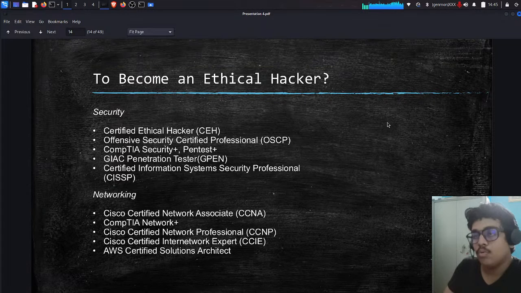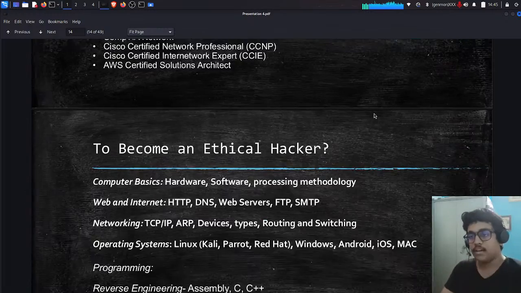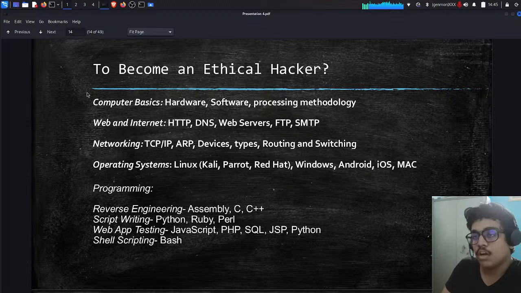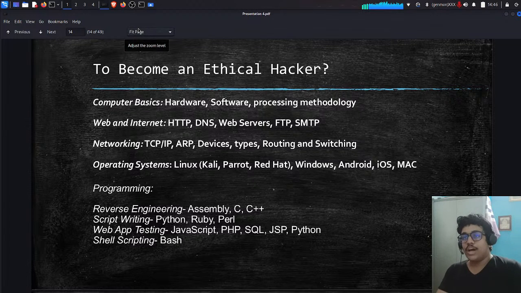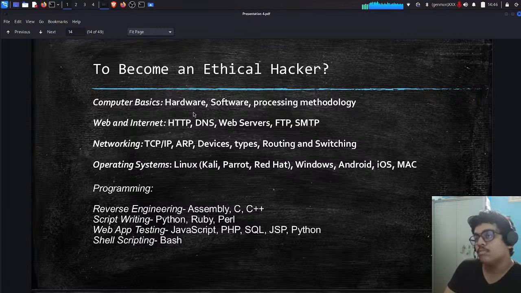The next question we have is how to become an ethical hacker. What practices should you do? Firstly, what primary knowledge you should have: computer basics and hardware. What is RAM, what is a display, what are input and output devices, how a motherboard works, how a processor works. This is the small information you should know about hardware.